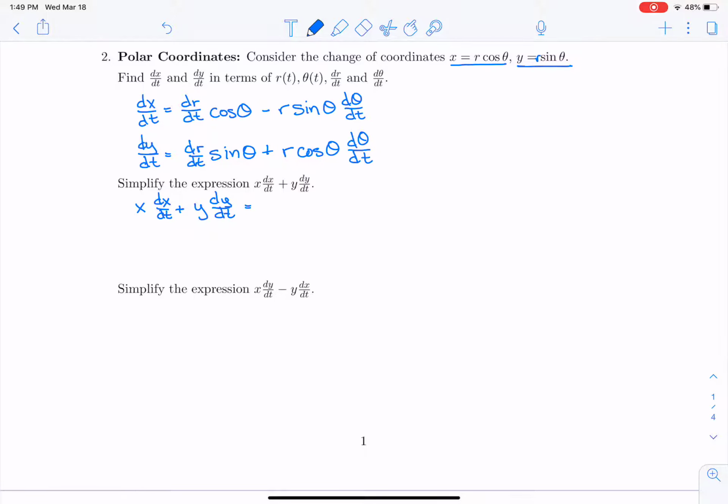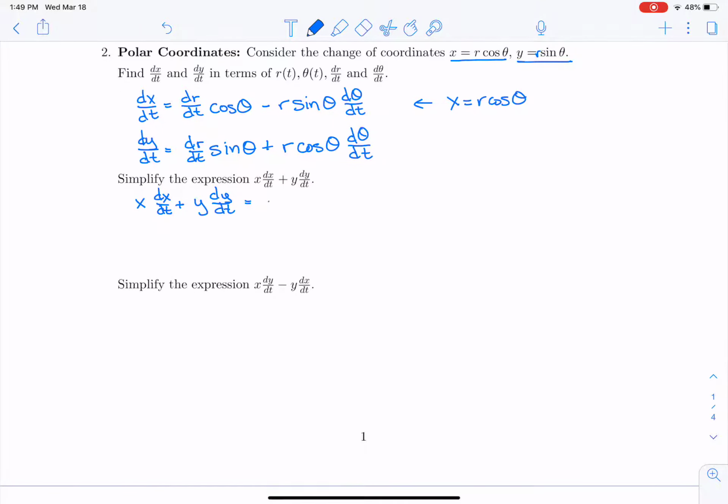When I do that, I'm going to remember that x is equal to r cosine theta and y is equal to r sine theta. So if I multiply the first equation, this one, by x equals r cosine theta, then what I should get is r dr/dt cosine squared theta minus r squared sine theta cosine theta d theta/dt.